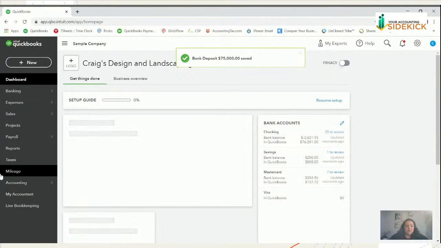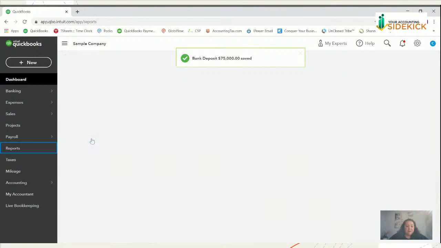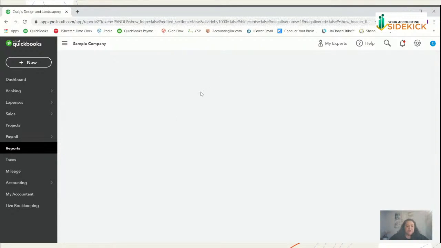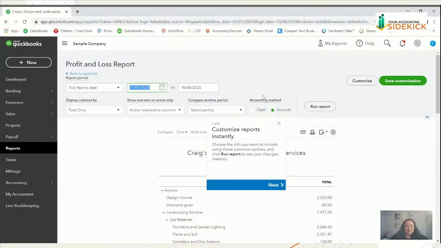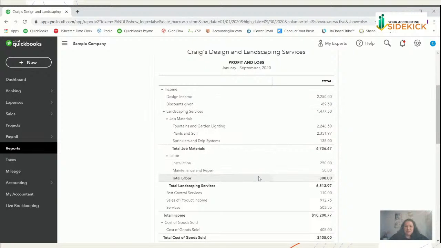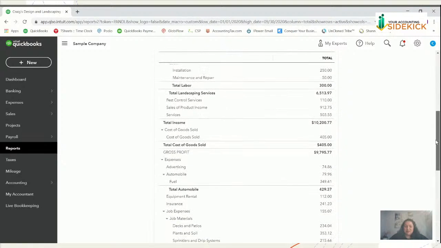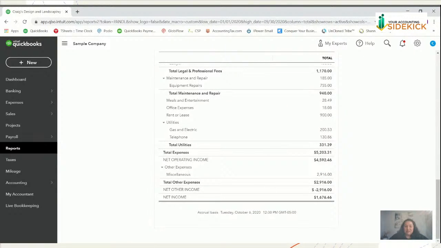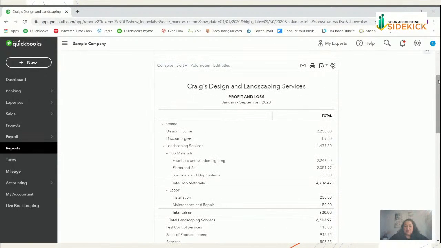So then when we go over to our P&L, this is a sample company, just so you know. I'm not sure what's all in here, but if we would run the P&L for this year so far, we are not going to see that in income. It's not considered an income. There's nothing in income reflecting that, nothing in expenses reflecting this. And so this is kind of where the question comes in.